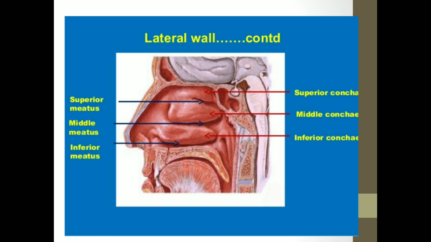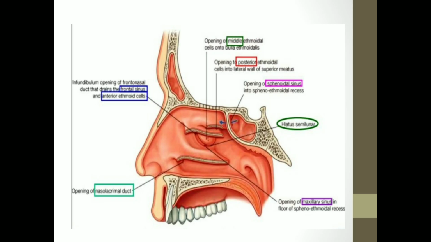Then below the conchae, if you open and see, you can see this part. They are called the meatus. So you see the opening. What do you mean by meatus? Meatus is the passage beneath the overhanging concha. These meati receive the opening of the paranasal sinuses. So when you cut open and see, you can see openings here. They are called the meatus.